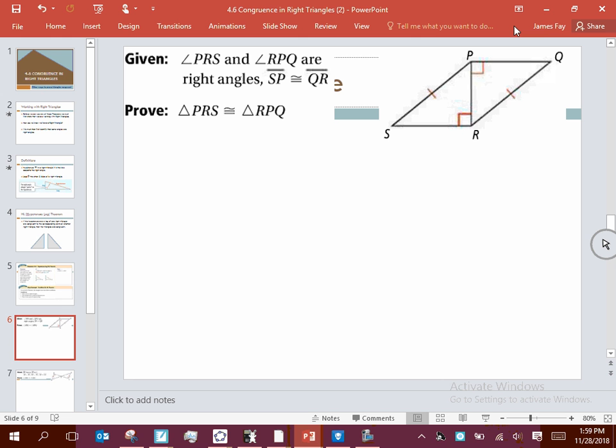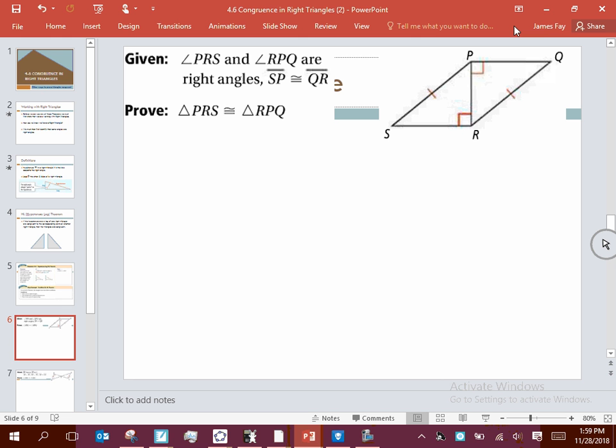When we do a proof, we're going to try to get these parts that are inside this theorem to show up in our statement. We're going to try to show hypotenuse is congruent to hypotenuse. We're going to try to show legs congruent to legs. Okay? And if I can do that, then I've got enough to show the triangles congruent. I've got enough to get to the conclusion of my theorem.